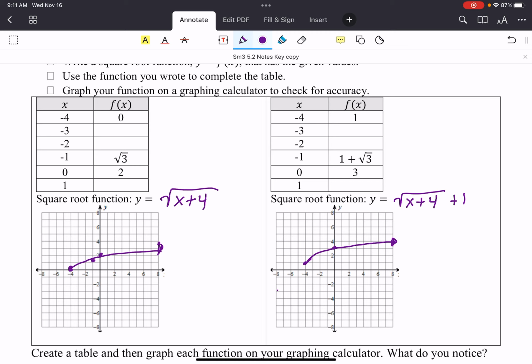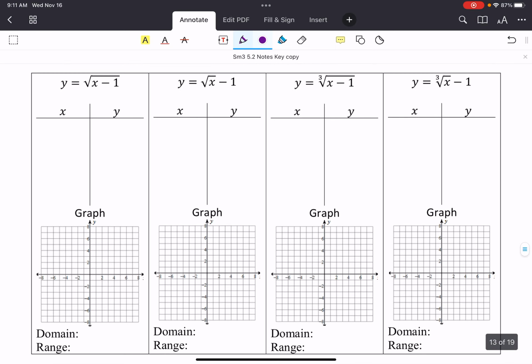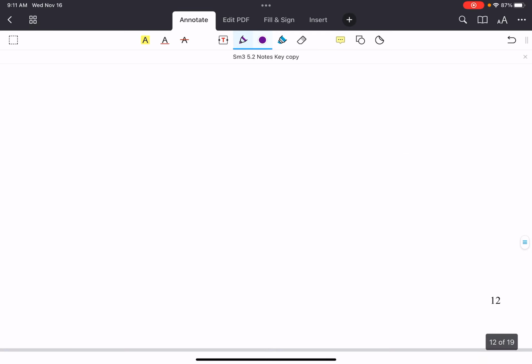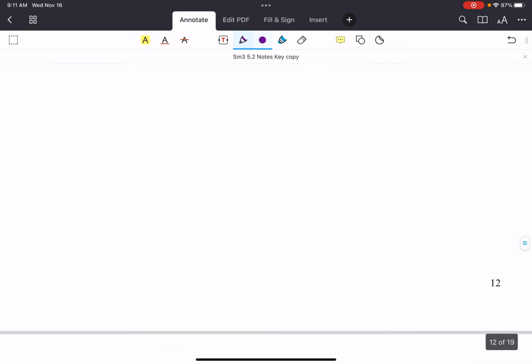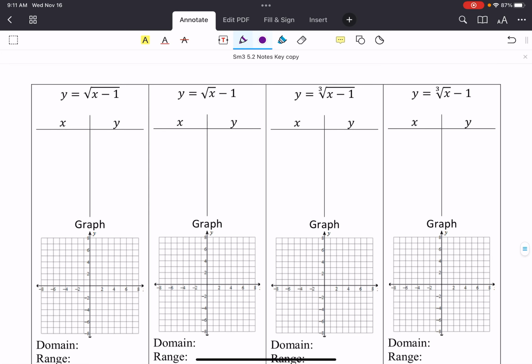What about where the original graph was right here? What happened when we added a 4 inside the square root? It went back 4. Does this ring any bells? This is vertical and horizontal shifts. Is this what's on your paper? Or did it totally skip this? No, that's what's on the paper. Okay. This is a little bit different than their papers. Okay, so I want you to think about that as you plug in values and graph these 4 equations, okay?